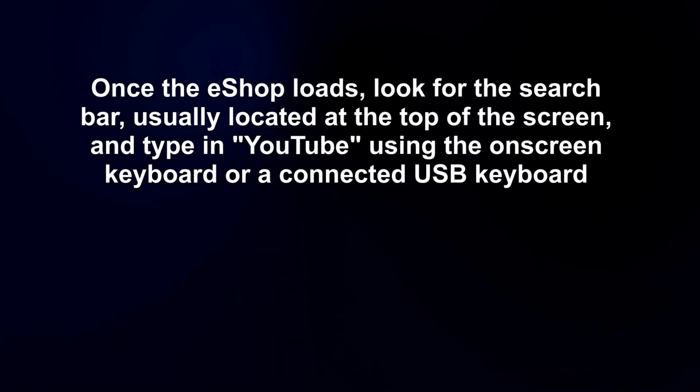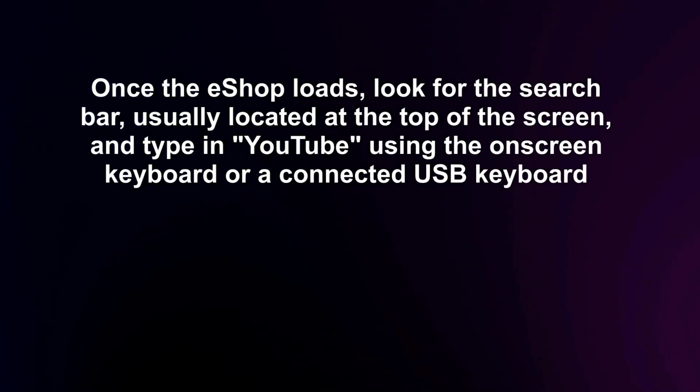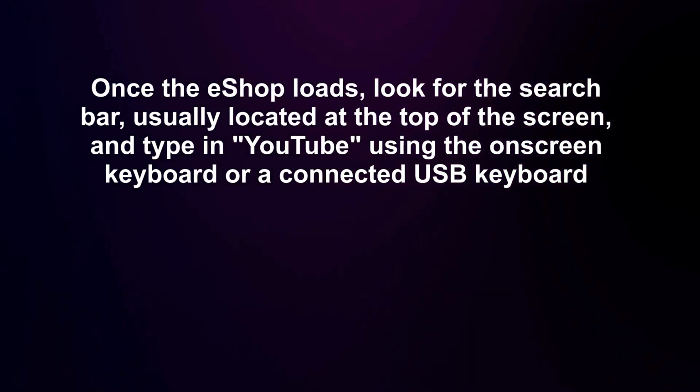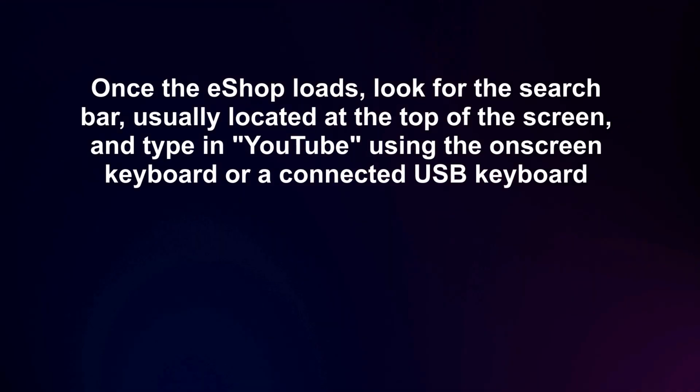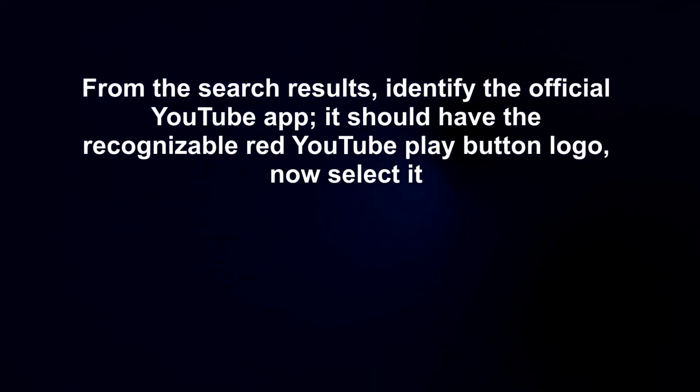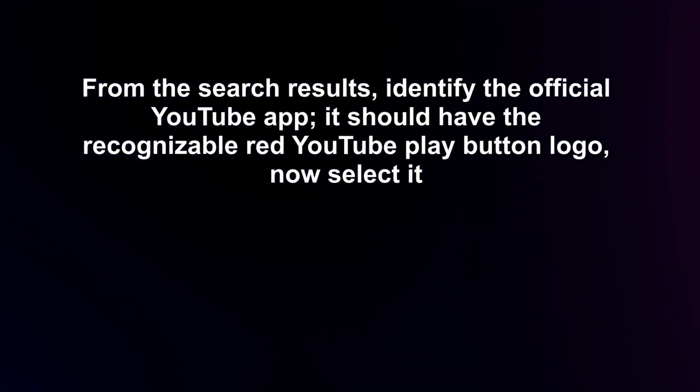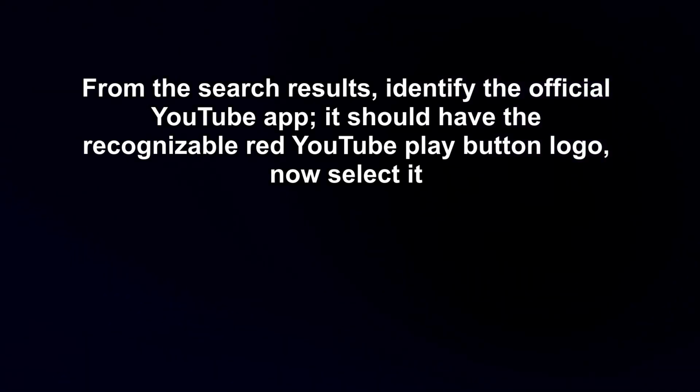Once the eShop loads, look for the search bar, usually located at the top of the screen, and type in YouTube using the on-screen keyboard or a connected USB keyboard. From the search results, identify the official YouTube app. It should have the recognizable red YouTube Play button logo.